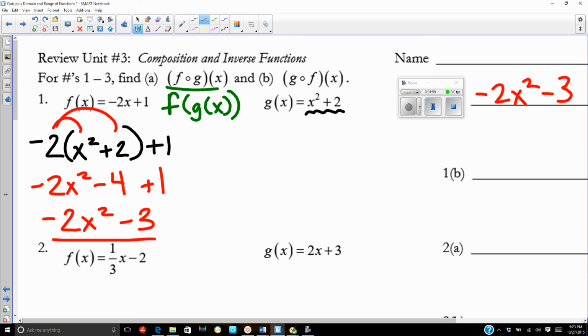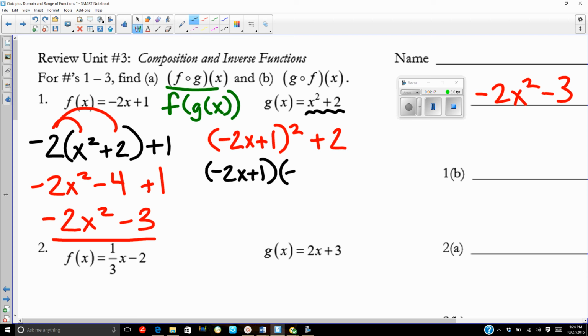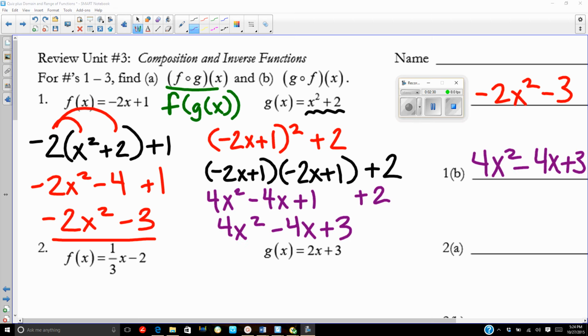Part B, we're finding g of f of x. So instead of x squared plus 2, it's going to be negative 2x plus 1, all of that squared, and then plus 2. So squaring negative 2x plus 1. Again, I'm going to skip some steps here, but this is just FOIL method or box method or distributive property. So everything in this parenthesis gets multiplied by everything in there. And there's the work for the second part of number 1.